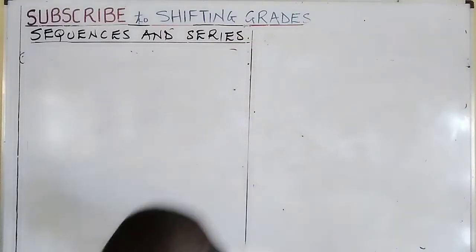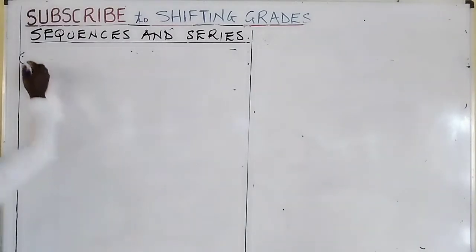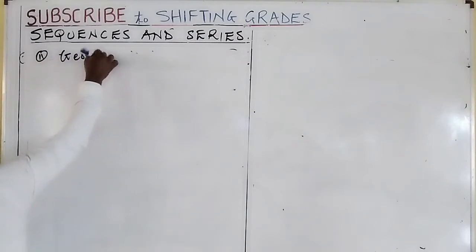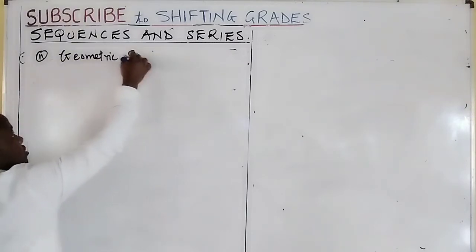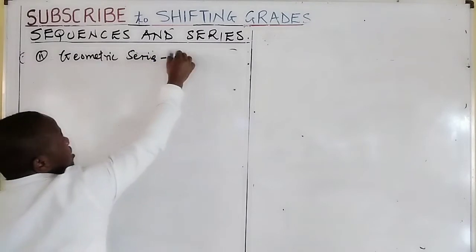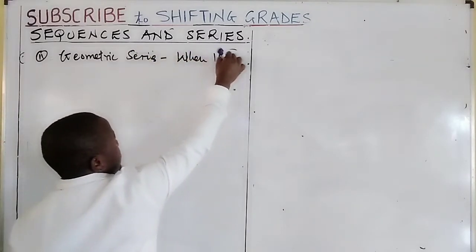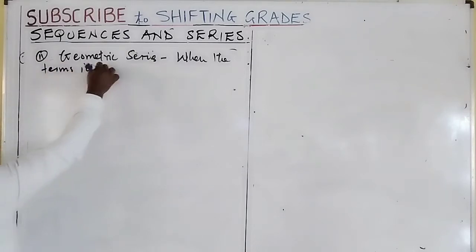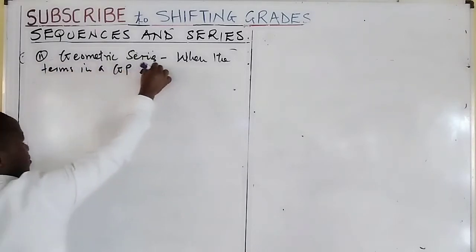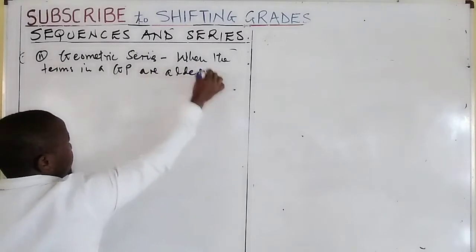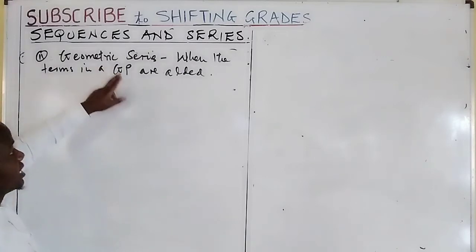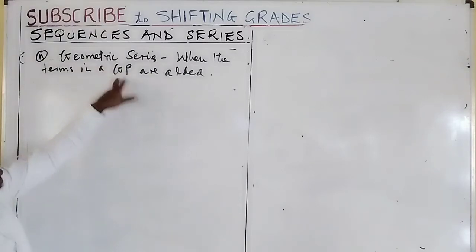Geometric series, part 2. A geometric series is obtained when the terms in a geometric progression are added. Therefore, in a case whereby it is a geometric progression and the terms are added, we get a geometric series.